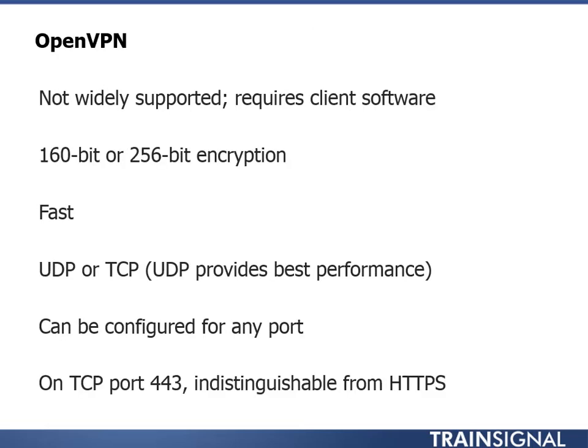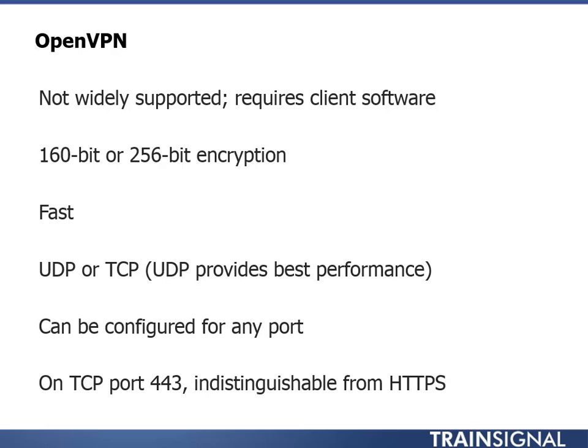Now, there's a new emerging VPN protocol called OpenVPN, and as the name indicates, it's open source. Now, because it's new, it's not so widely supported, and even in recent versions of Windows, you would have to install some client software. It supports 160-bit or 256-bit encryption. Here's the nice thing, it's really fast.